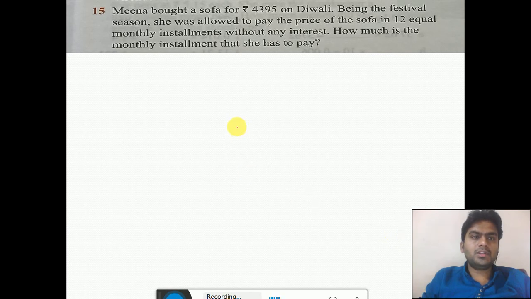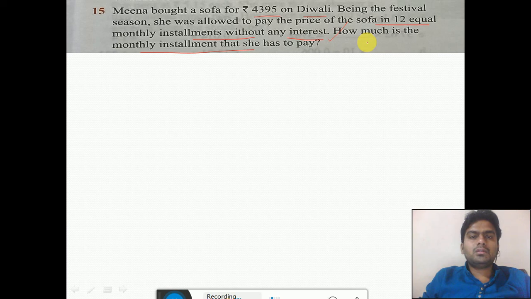Now next question. Meena bought a sofa for rupees 4,395 on Diwali. Being a festival season, she was allowed to pay the price of the sofa in 12 equal monthly installments without any interest. So how much is the monthly installment that she has to pay?